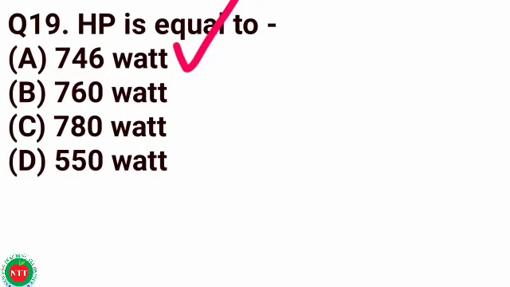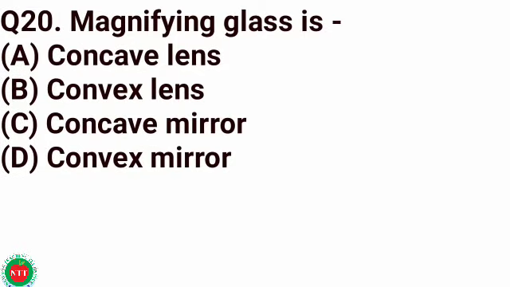Question number 20: A magnifying glass is A, concave lens; B, convex lens; C, concave mirror; D, convex mirror. And the right answer for this question is option B, convex lens.